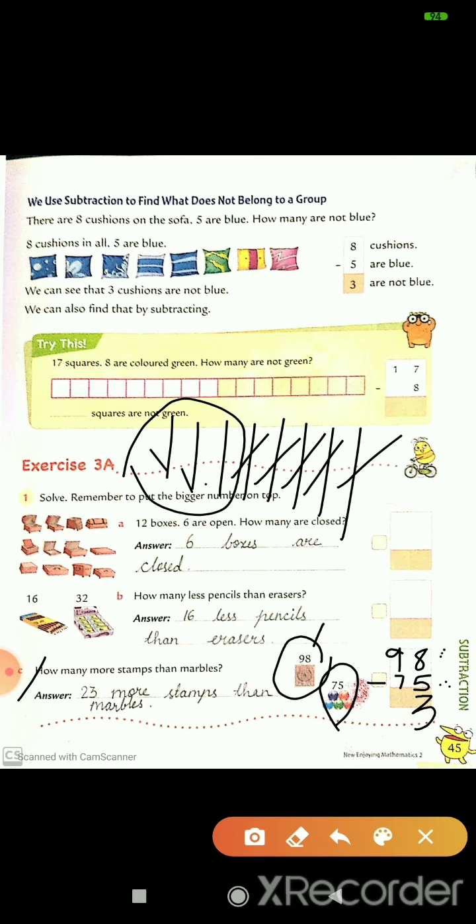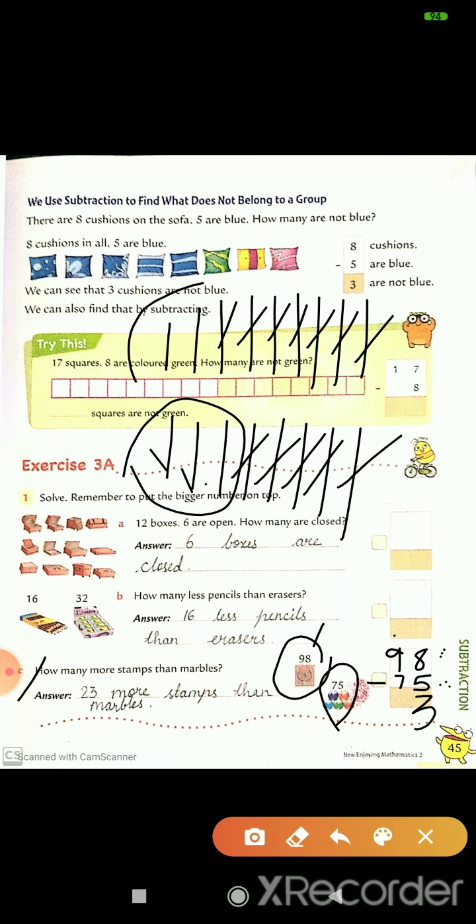Now next, at the tens column, 9 and 7. So 9 minus 7. 1, 2, 3, 4, 5, 6, 7, 8, 9. You have to take away 7. So 1, 2, 3, 4, 5, 6 and 7. How many left with us? 1 and 2. So what will you write here? 2. So 23. 23 more stamps than marbles. Got it, students?